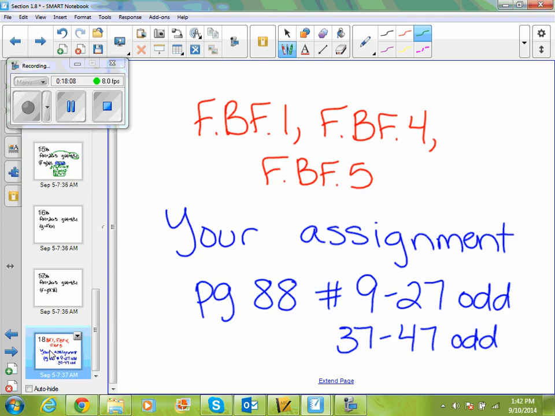You're going to do page 88, 9 through 27 odd, and 37 through 47 odd. Okay, so the first few, 9 through 27, those are going to be your sum, difference, product, and quotient functions. And then 37 through 47 will be your composite functions.